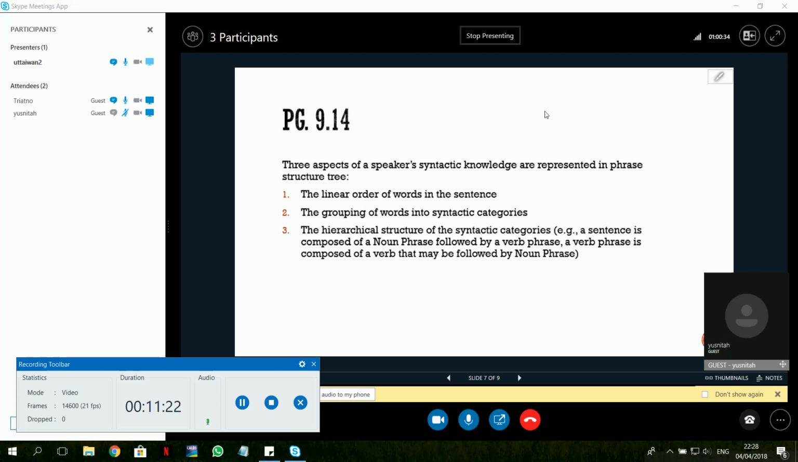Selanjutnya, Mbak Yusnita sudah bisa ikut membaca belum? Oh ya, sudah ikut mendengarkan dulu ya Mbak ya. Mas Tri silahkan, tolong dibacakan. We have not given definition.